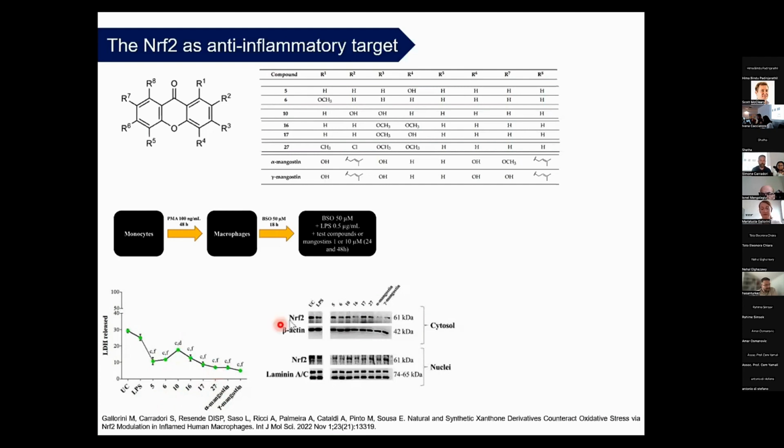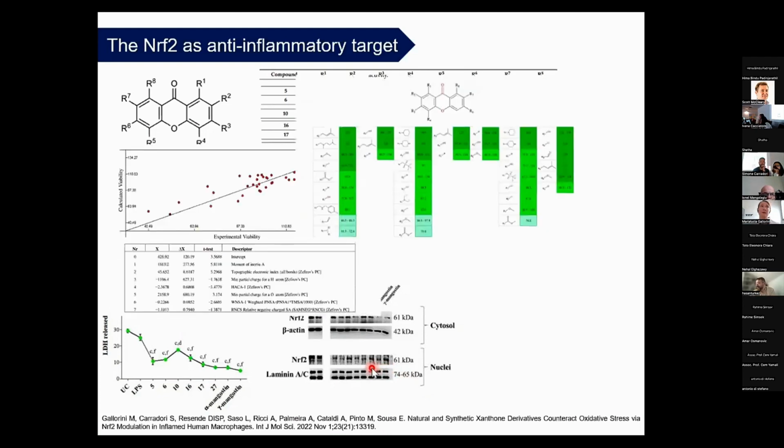Here is the Western blotting. What we found is that NRF2 translocates in the presence of gamma-mangostin, but also in the presence of the others. Then our colleagues from the University of Porto did the SAR analysis. Compound 27, which is the best compound of the series, is also an electrophilic compound. So this is why it is very active, because of the electrophilic reaction with KEAP1. So NRF2 can unbind KEAP1 in the cytosol and translocate into the nucleus.